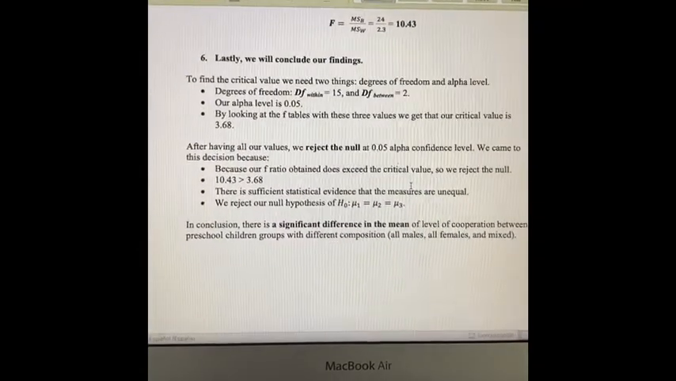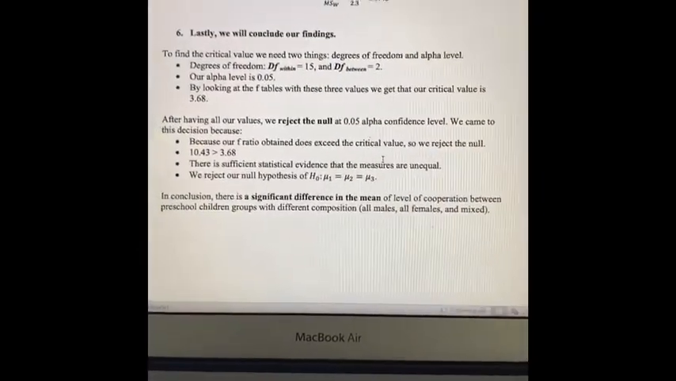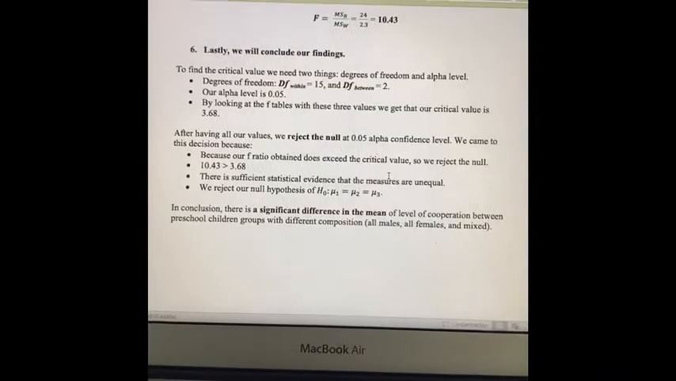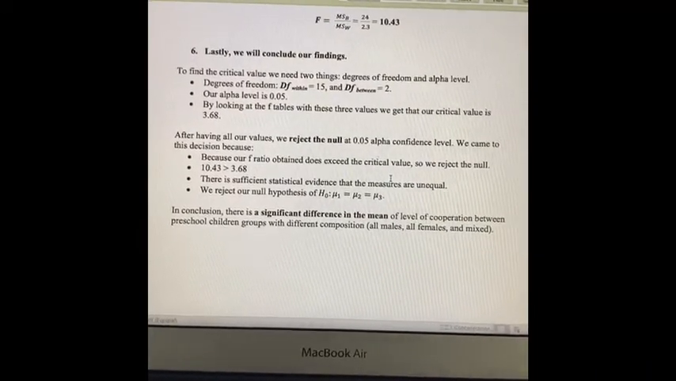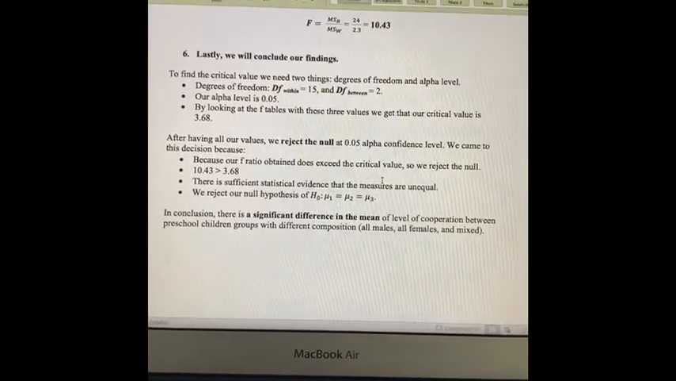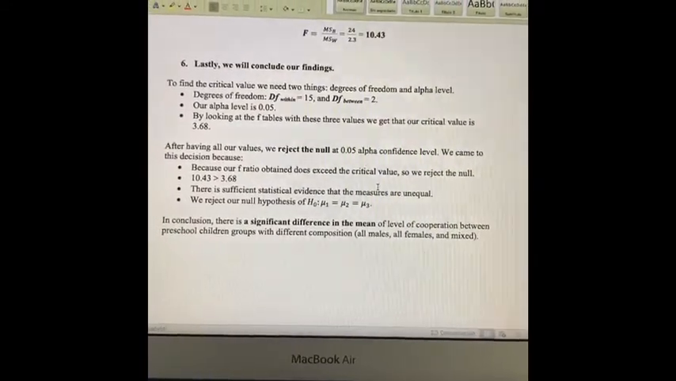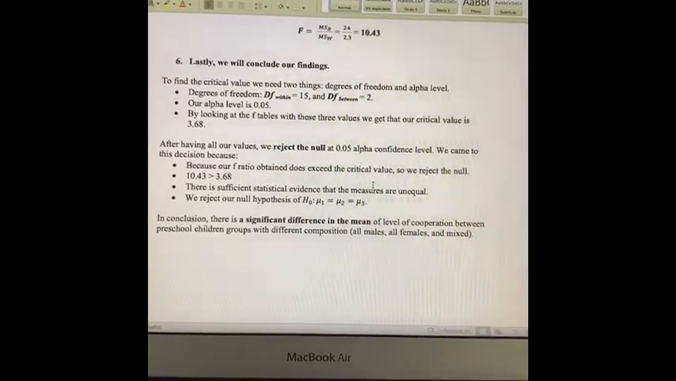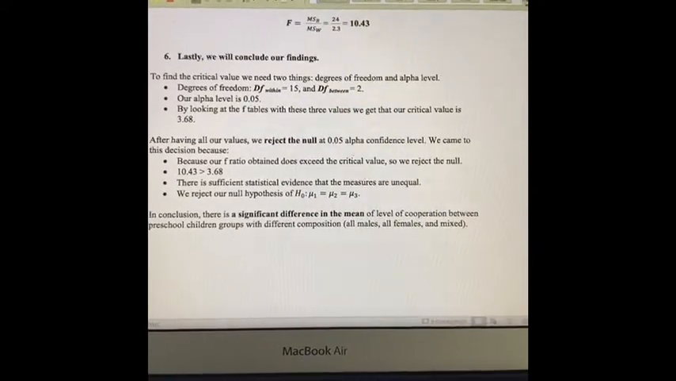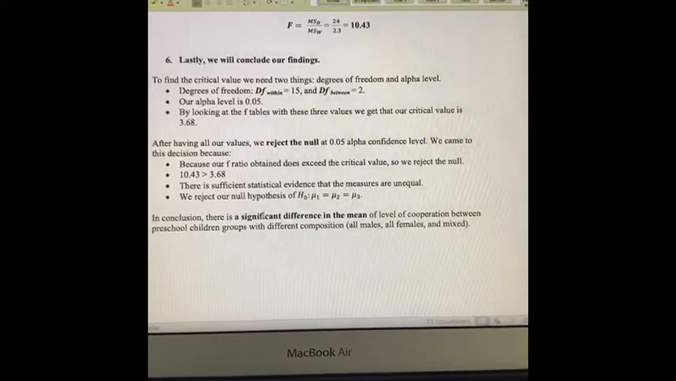Now we need to look for the critical value. So we need to look at the F tables, and we have 2 degrees of freedom. The within is 15, the between is 2, and with an alpha level of 0.05, we look at the tables, and we see that our critical value is 3.68.